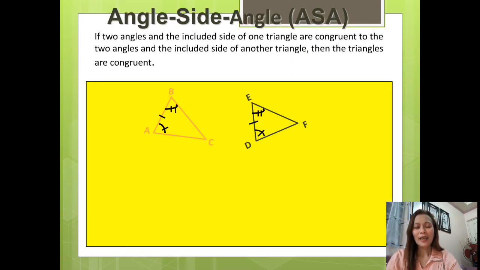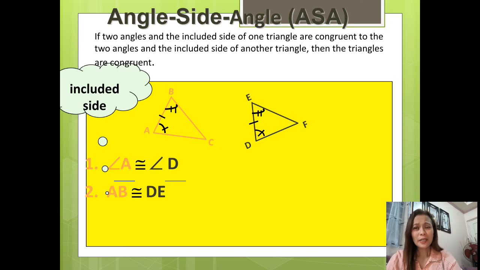Next, ASA, angle, side, angle. Same figures of triangle ABC and triangle DEF. Using the identical marks, we're going to name the first congruent part. Angle A is congruent to angle D. As you can see, there is an identical mark to prove that angle A is congruent to angle D. Another congruent part, side AB is congruent to side DE. And obviously, it is the included side, the included part.